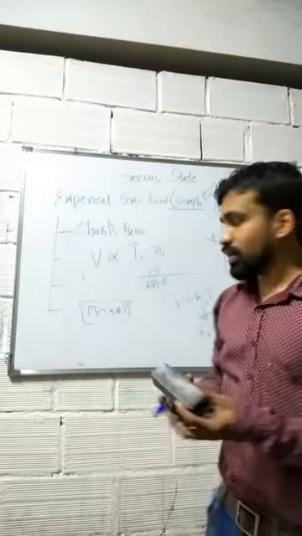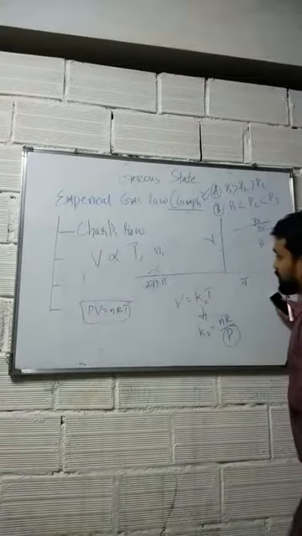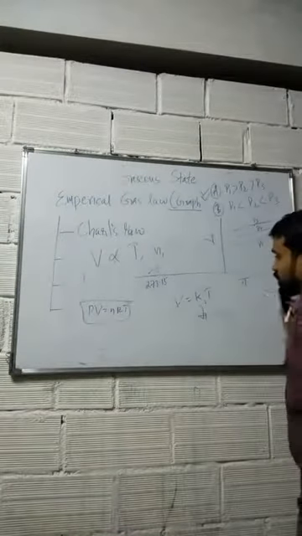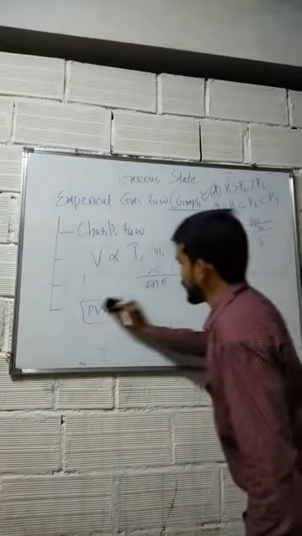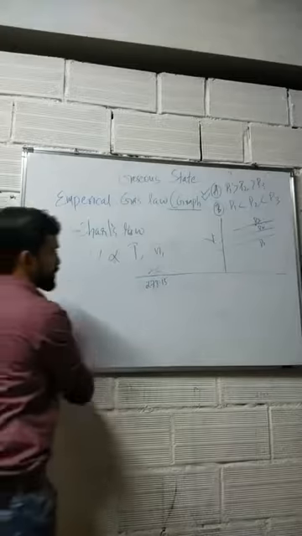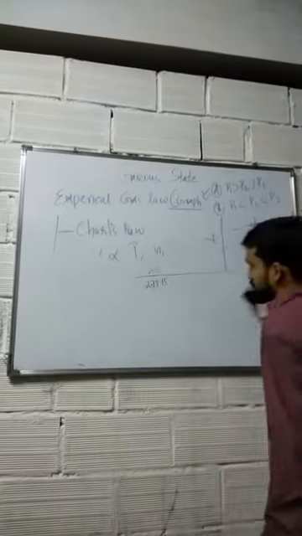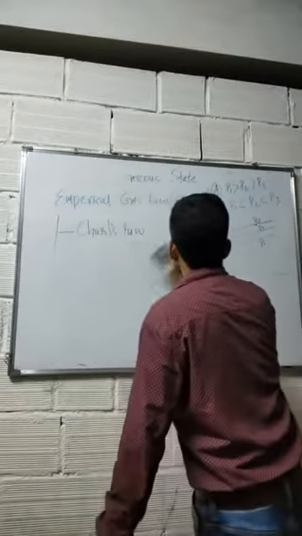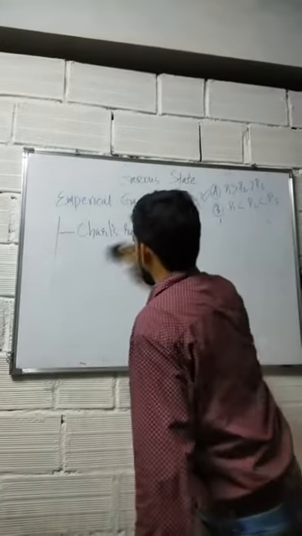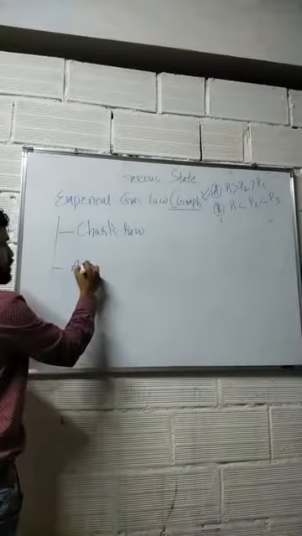Okay. Next, this is all about Charles's law. I am discussing only the graph here, and the other things will be discussed later. Next is Avogadro's law.